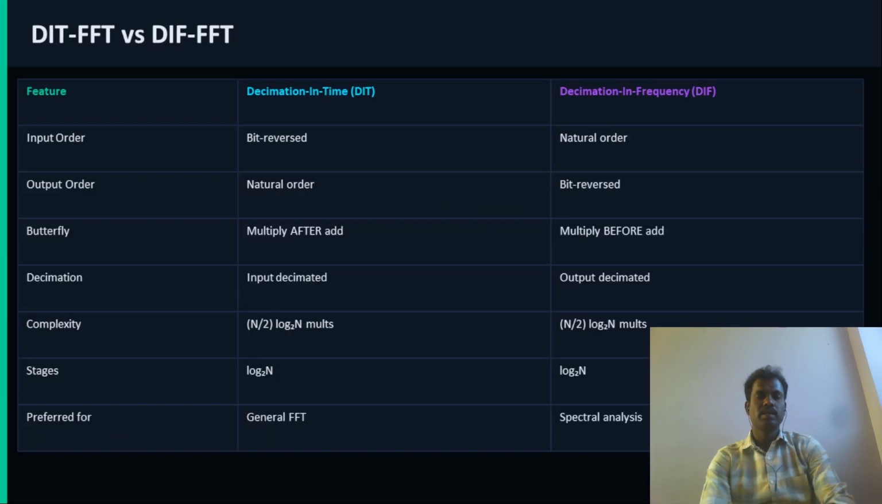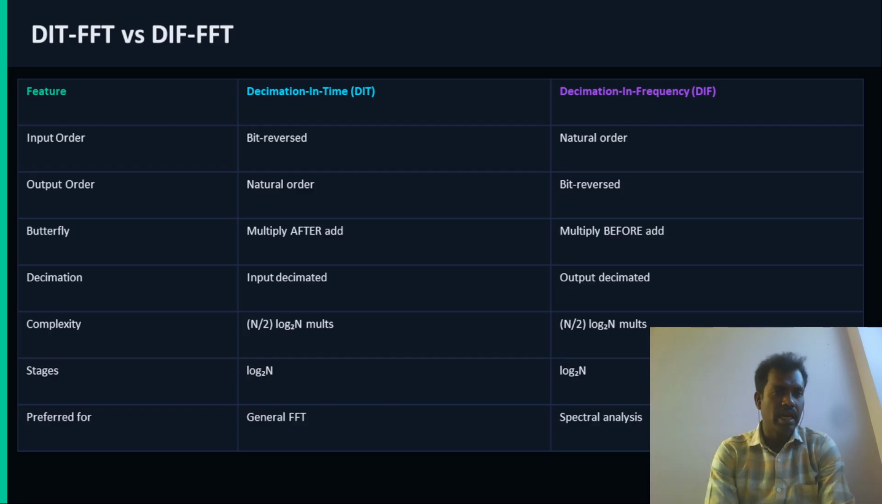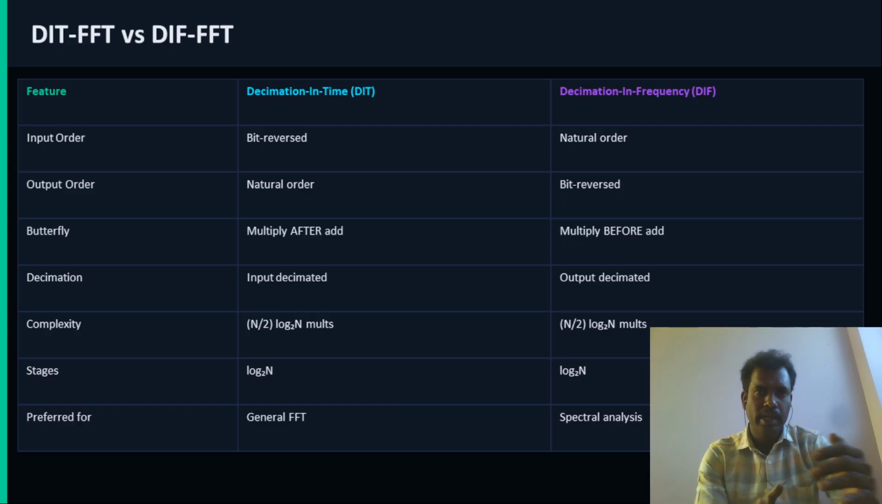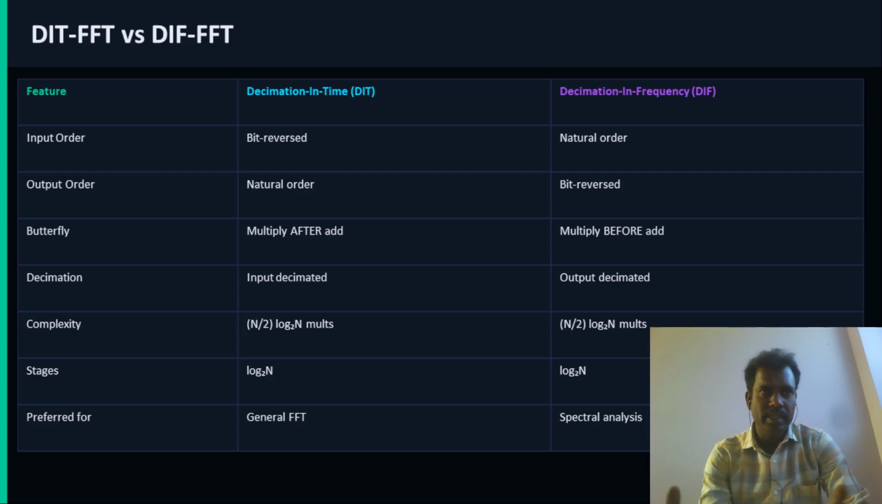Now let us see two types of FFT algorithms. One is DIT FFT and the other one is DIF FFT: decimation in time and decimation in frequency. What is decimation in time? As we have discussed, this FFT is calculated by splitting the input sequence into odd indexed and even indexed, so two groups we are forming. Reducing the length of the samples by this splitting is decimation. So we are doing decimation on the input sequence and applying the DFT.